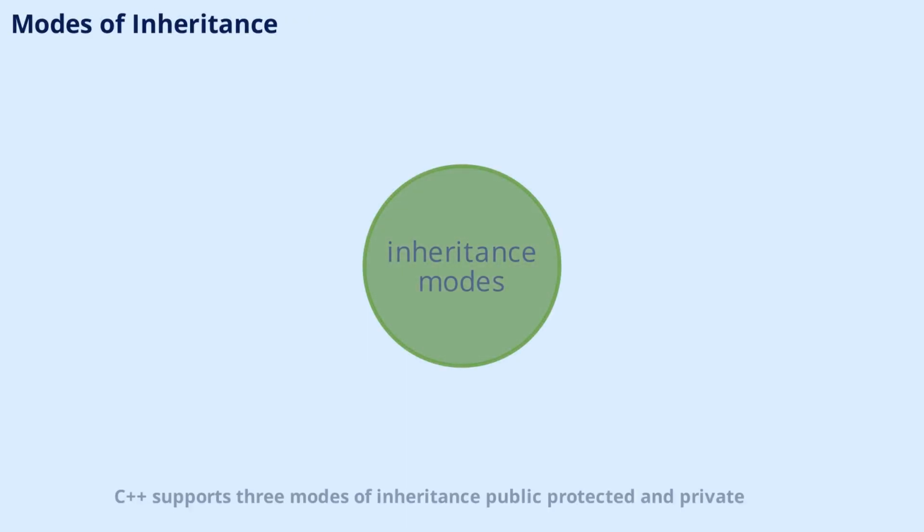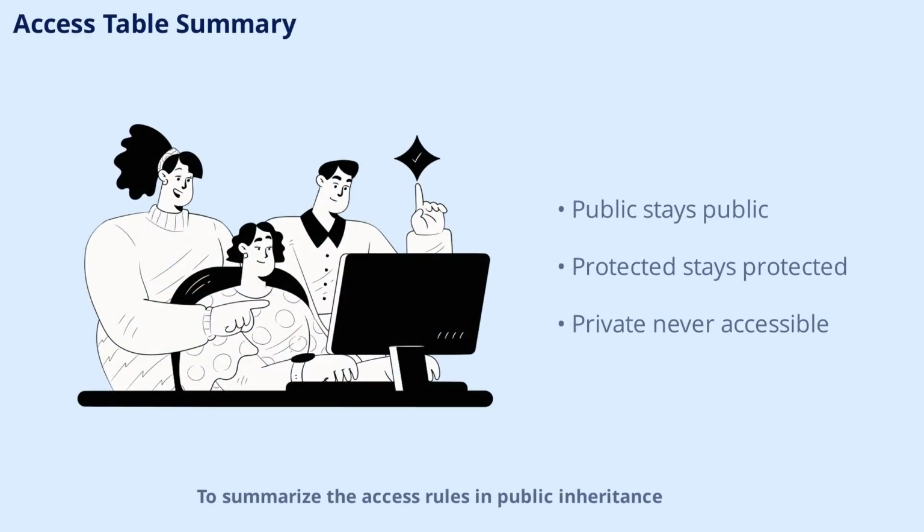C++ supports three modes of inheritance: public, protected, and private. The mode you choose affects how the base class members are accessed in the derived class. Public inheritance is most commonly used as it preserves the access levels of the base class members. Protected and private inheritance are less common but can be useful in certain scenarios where you want to restrict access. To summarize the access rules, in public inheritance, public members stay public and protected members stay protected. In protected inheritance, both public and protected members become protected.